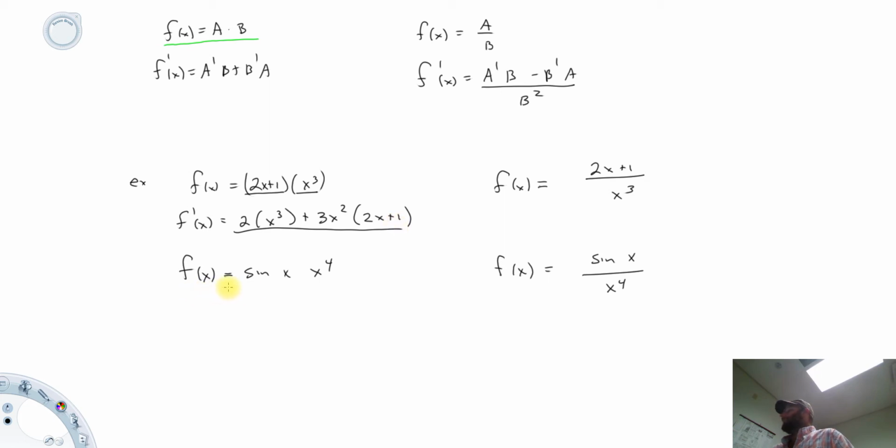All right, here's another example of the product rule with a trig function. f of x equals sine x times x to the fourth. So f prime of x is going to be the derivative of the first function, and the derivative of sine is cosine x, times the next function, x to the fourth, plus the derivative of the next one, which would be 4x to the third, times the first function, sine x. And this is differentiated and complete.